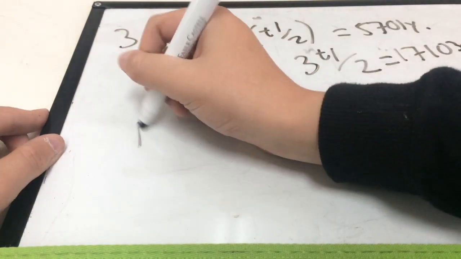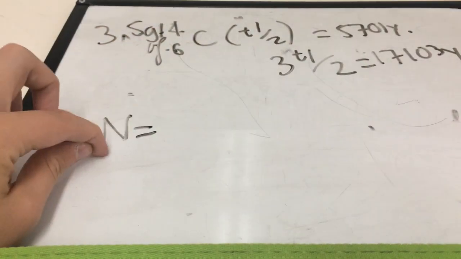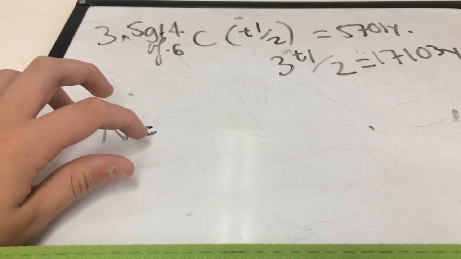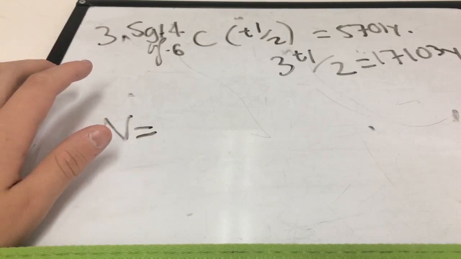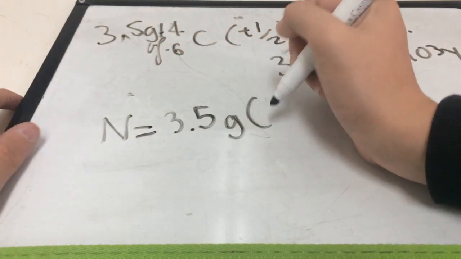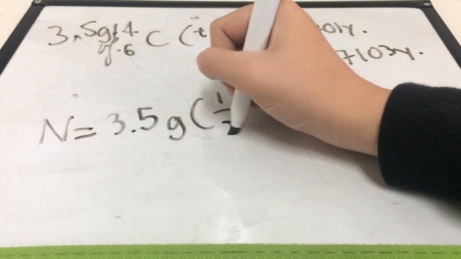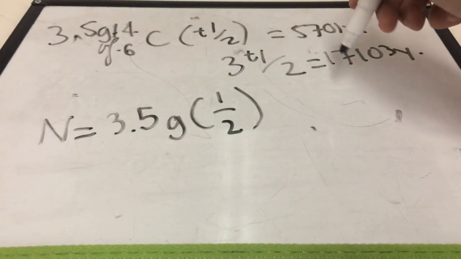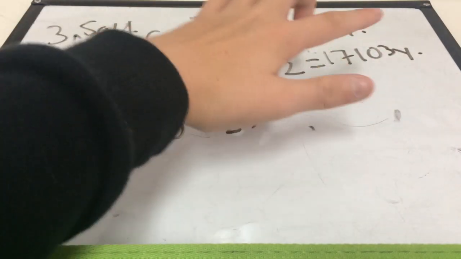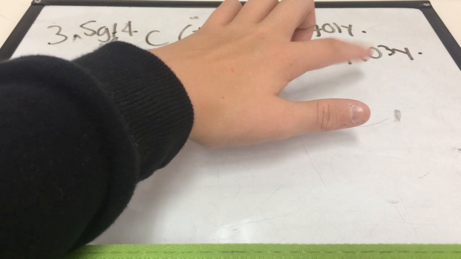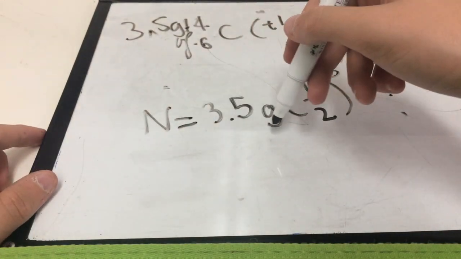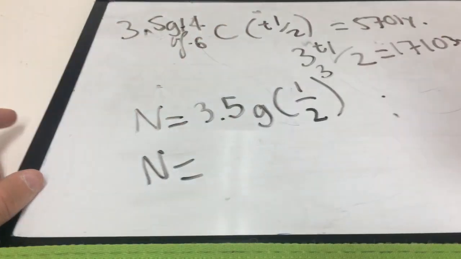We're going to plug in our formula. We want to work out how much we've got left after 3 half-lives. The amount of substance left is equal to our initial substance, 3.5 grams, times half to the power of our 3 half-lives. That times 3 gives us 3 half-lives, which is 17,103 years. We measure this in whatever substance you started with, grams or atoms, so this will be in grams in this case.